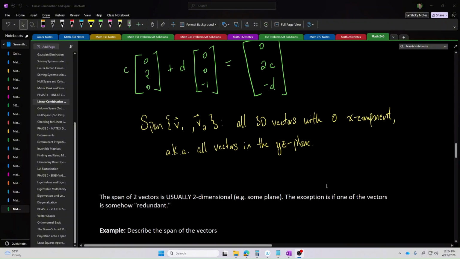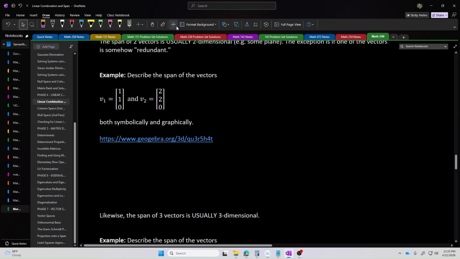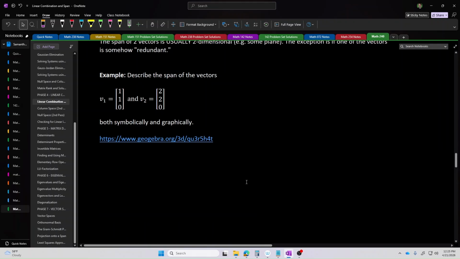However, under certain circumstances, you have two vectors, you calculate the span, and the result is not two-dimensional. It might be one-dimensional. And this is the situation that occurs if one of the vectors in your set is, in some sense, redundant or unnecessary. Let me give you an example of such a situation. So in this problem, the two vectors are v1 equals 1, 1, 0, and v2 equals 2, 2, 0.